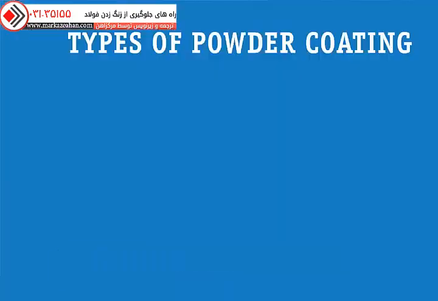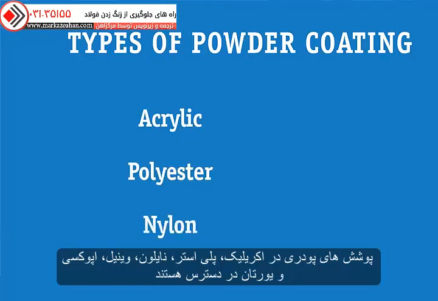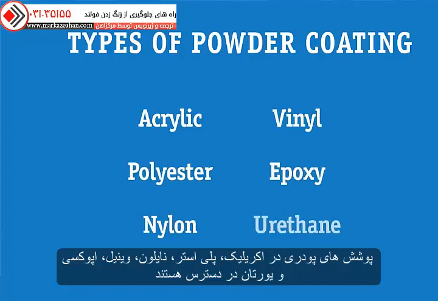Powder coatings are commonly applied using an electrostatic spray process. The electrically conductive metal is sprayed with a charged, non-conductive powder. The charged powder is attracted to the metal object and clings to its surface. The metal is then heated, which fuses the particles into a continuous film, typically around 25 to 125 micrometers thick. Powder coatings are available in acrylic, polyester, nylon, vinyl, epoxy, and urethane.